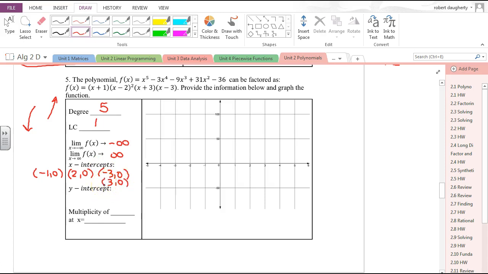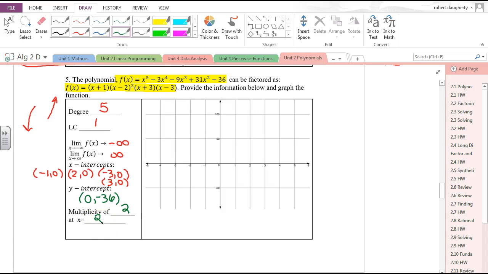What is the y-intercept? The y-intercept is what you get when x is 0. That's best seen by using this form of the equation here. If x is 0, you get a negative 36. So the y-intercept is (0, -36). You could get the same thing if you plugged in this bottom equation. It's just more work, okay? Are there any roots with multiplicity? Yes. There is a multiplicity of 2 at x equals 2 because I have that root squared.